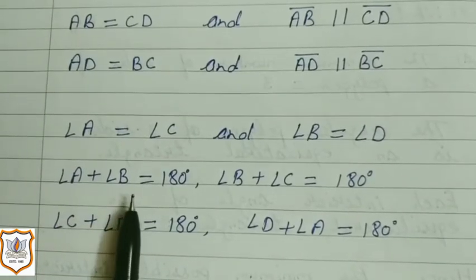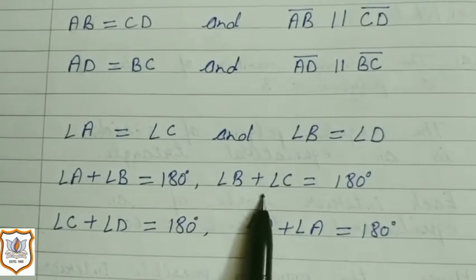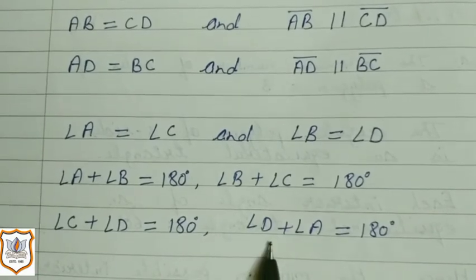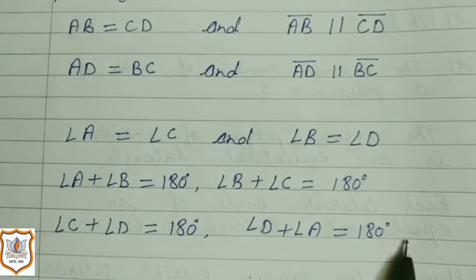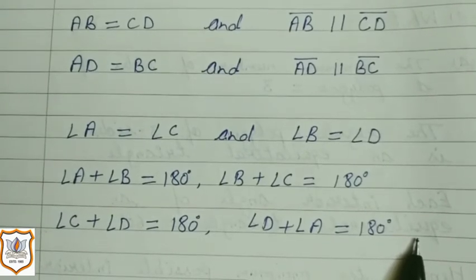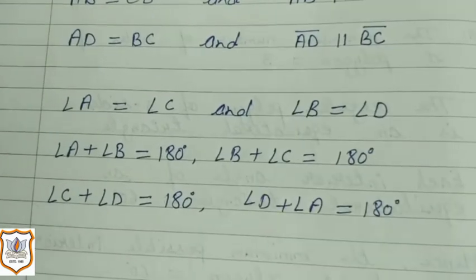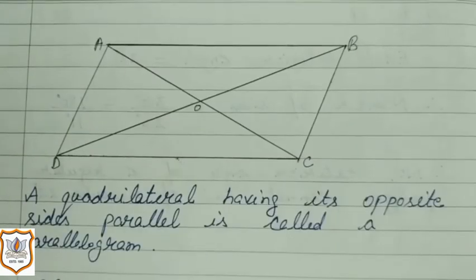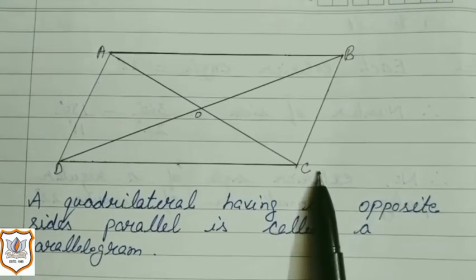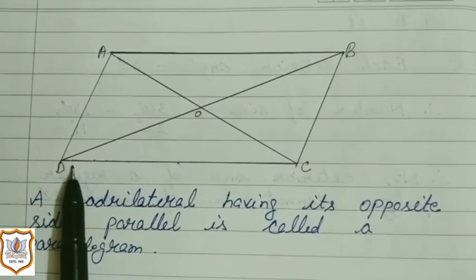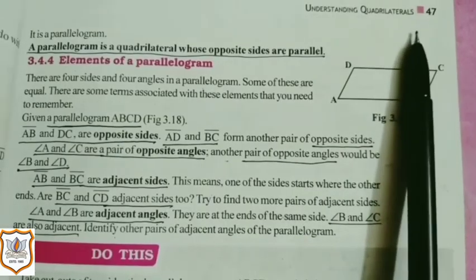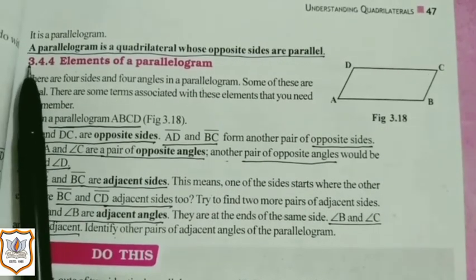Now angle A plus angle B is equal to 180 degrees and angle B plus angle C is equal to 180 degrees. Angle C plus angle D is equal to 180 degrees and angle D plus angle A is equal to 180 degrees. So we can say that the adjacent angles in a parallelogram are supplementary because the sum of supplementary angles is 180. So students, angle A plus angle B is 180, angle B plus angle C is 180, angle C plus angle D is 180 and angle D plus angle A is 180.